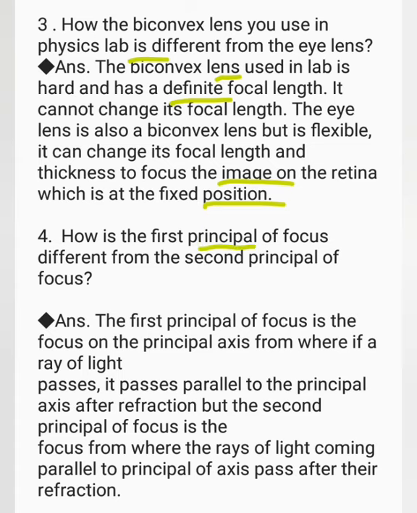Now the next question. How is the first principal focus different from the second principal focus? The answer. The first principal focus is the point on the principal axis from where, if a ray of light passes, it goes parallel to the principal axis after refraction, but the second principal focus is the point on the principal axis where a ray of light coming parallel to the principal axis passes after refraction.